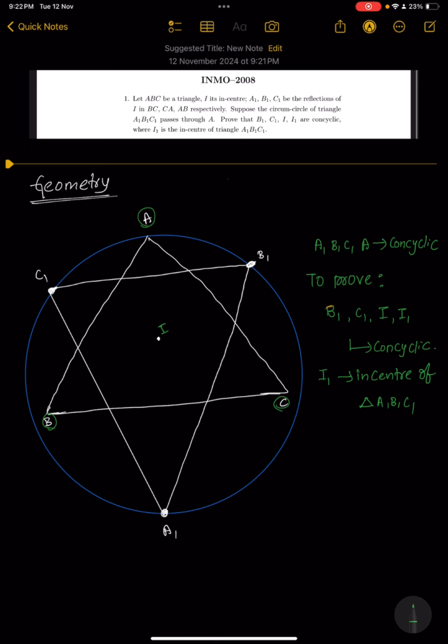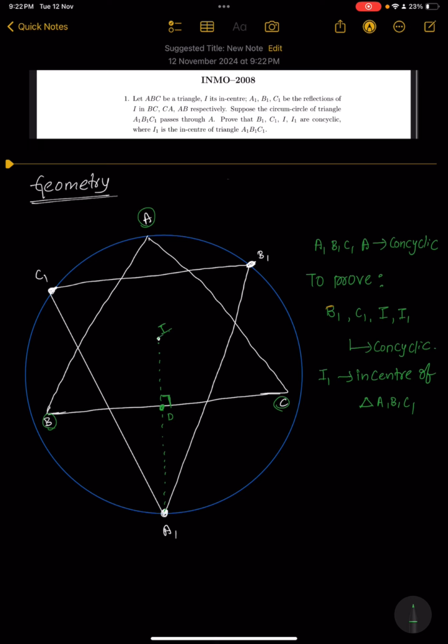A1, B1, C1 are the reflections of I in BC, CA and AB respectively. So we have to take the reflection of the incenter in each side. The reflection of I in BC is A1. Let this point of intersection be D. Since we are taking reflection, this angle will be 90 degrees.